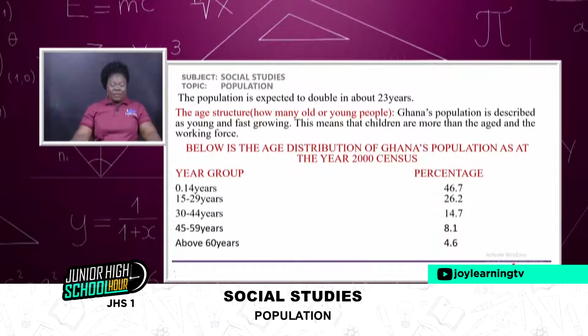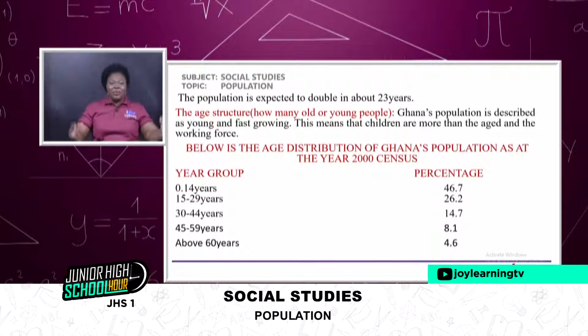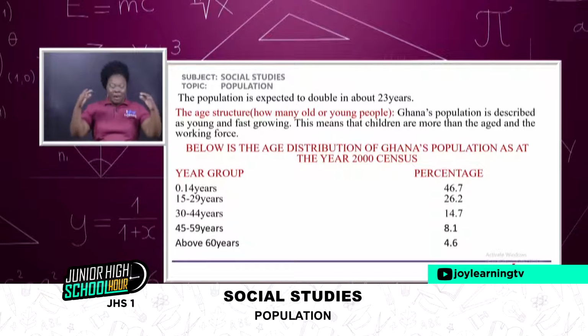Now let's look at the population doubling time. The population is expected to double in about 23 years. But this time, it's not like that. It's doubling every minute, every hour, every year. The population is just going up, up, up.